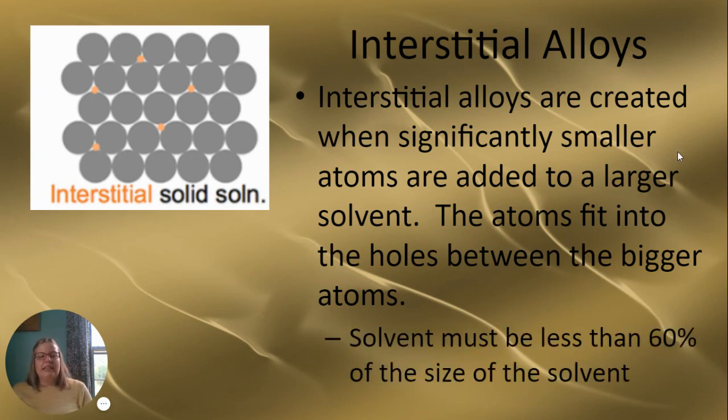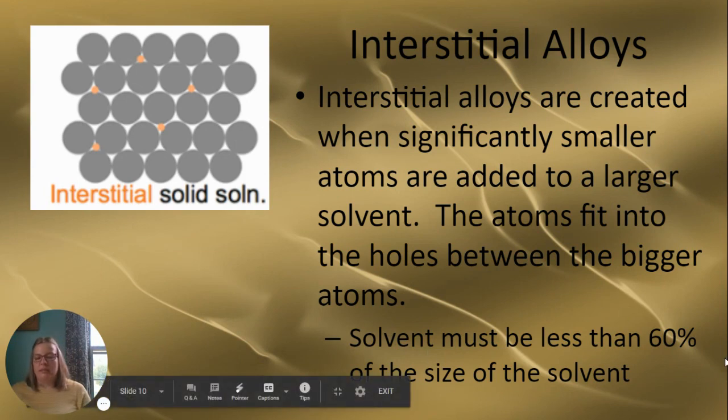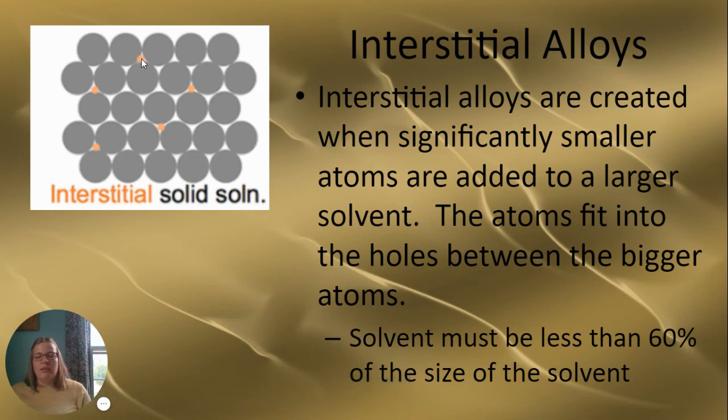Okay. In this case, the solvent must be less than 60% the size of the solute. And I think I have that mixed up. So the solute must be less than 60% of the size of the solvent. So what I mean by that is these particles here need to be teeny tiny. If they're too big, then it doesn't work. You can't alloy them together and it would be unsuccessful. The general purpose of alloys is to improve the properties of the individual metals so that you can use them for other things.